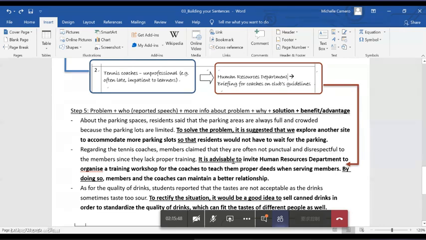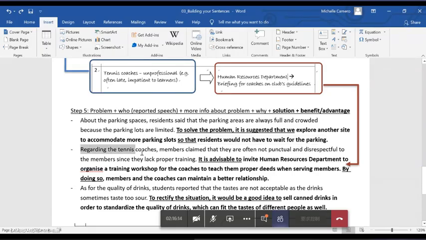Okay? All right, so what do we have here? We have about the parking spaces. Residents said that the parking areas are always full and crowded because the parking lots are limited. To solve this problem, it is suggested that we explore another site to accommodate more parking slots. That's the solution, so that residents would not have to wait for the parking. That's the advantage of the solution. Okay, so you need to explain why the solution is good, and that's an added idea.